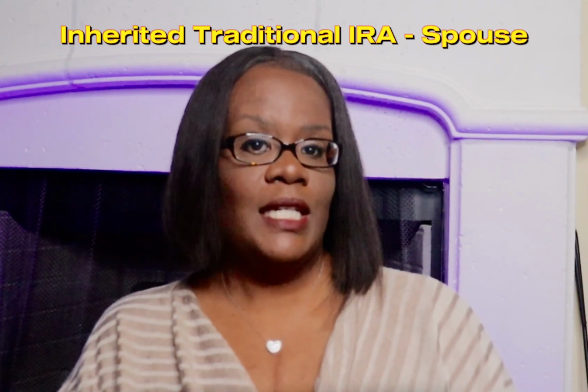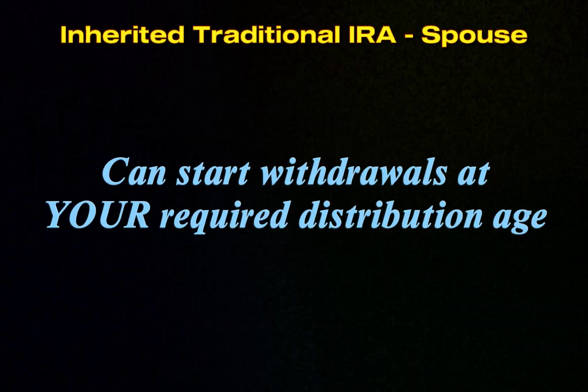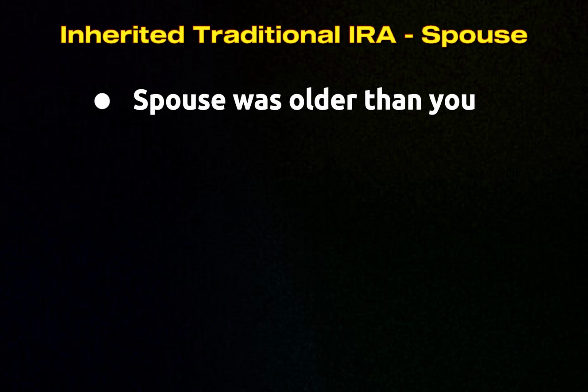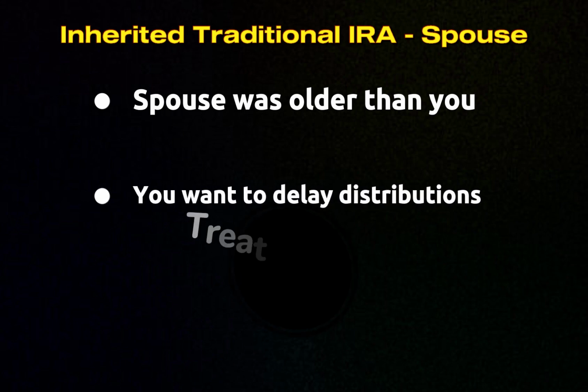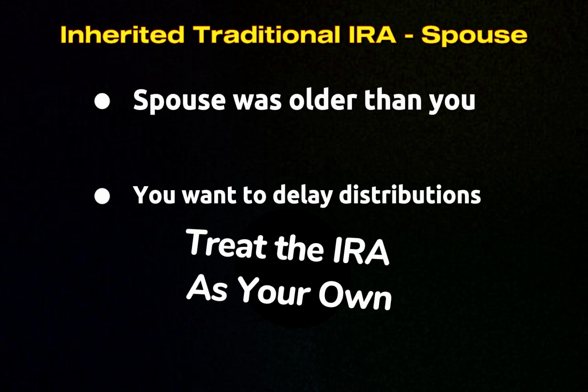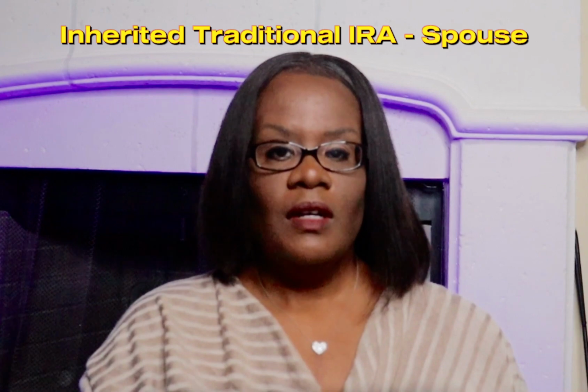You will not be required to take distributions until you reach your required distribution age. So if your spouse was older than you and you want to delay required distributions, then you should choose to treat the IRA as your own. And as a side note, most widowed spouses choose to treat the IRA as their own.